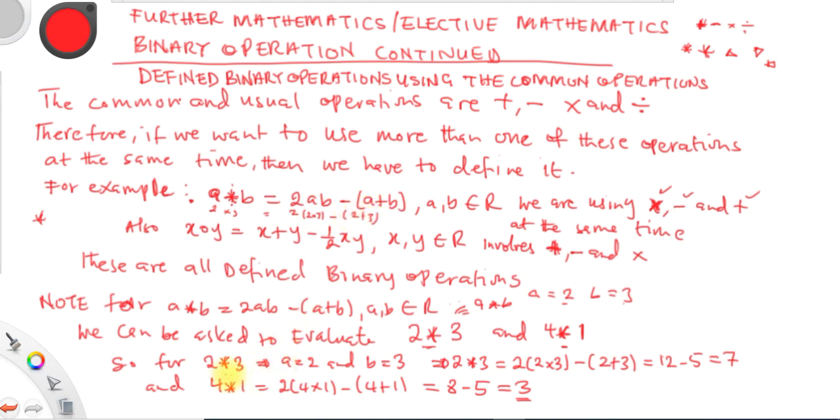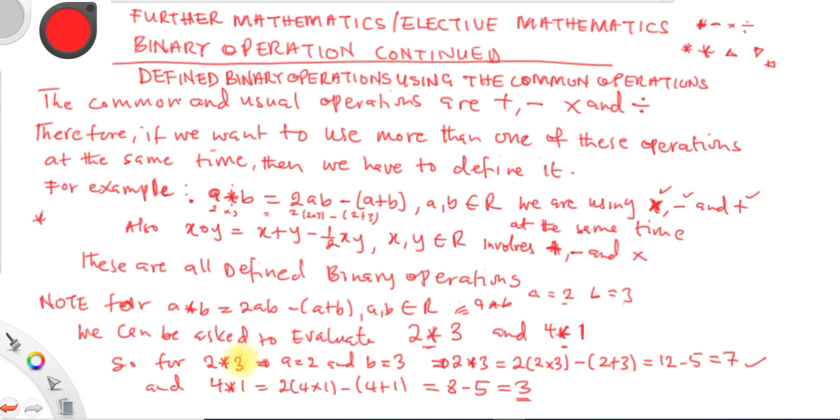So we have 2 star 3, which implies that A is equal to 2 and B is equal to 3. So 2 star 3 will be equal to 2 times A times B, which is 2 times 3, then minus 2 plus 3. And 2 times 3 is 6. 6 times 2 is 12. So we get 12 minus 5, which is 7.